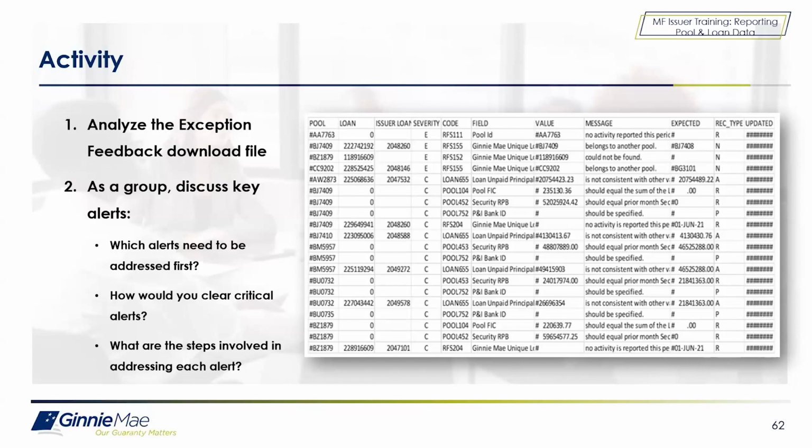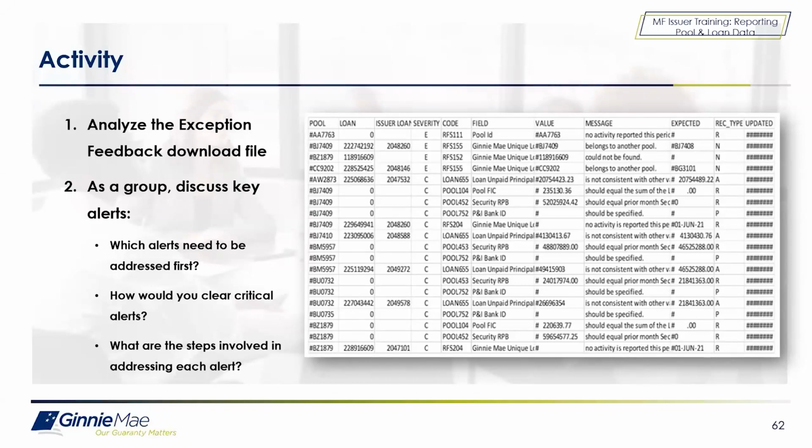Okay, so here let's analyze the exception feedback download file as a group. When you are working on your exception feedback, Appendix 6-19 defines the exception feedback severity level, exception code, and exception message. All of us at Ginnie Mae Issuer Support keep a printed copy of Appendix 6-19 on our desk to assist us with answering questions regarding exceptions.